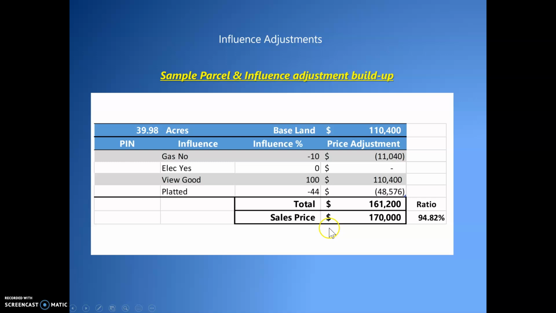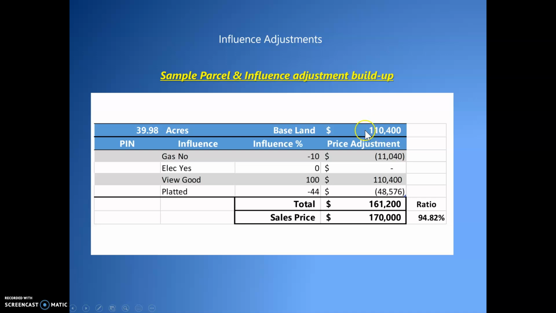Here is just a sample parcel. This particular parcel is 39.98 acres, so our base value is $110,400. Then you can see we make percentage adjustments for the influences. Minus 10% for no gas. It has electric utility, so there is no adjustment built into our base rate. A 100% increase for a good view, and a minus 44% for having platted access only.